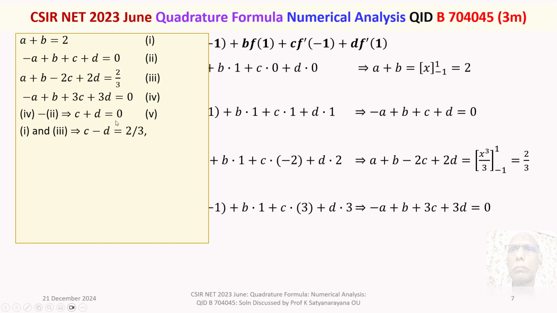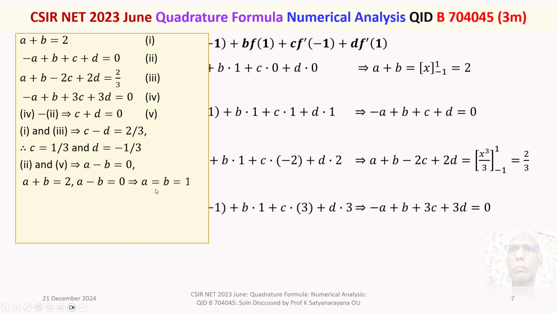Thus, we got c plus d is equal to 0, c minus d is equal to 2 by 3, and solve for it. You will get c is equal to 1 by 3, and d is equal to minus 1 by 3. And take the second equation and the fifth equation, c plus d is equal to 0. Substitute here. You will get minus a plus b is equal to 0. That is a minus b is equal to 0. We already had a plus b is equal to 2. So a plus b is equal to 2, a minus b is equal to 0. Solving, a is equal to b is equal to 1.